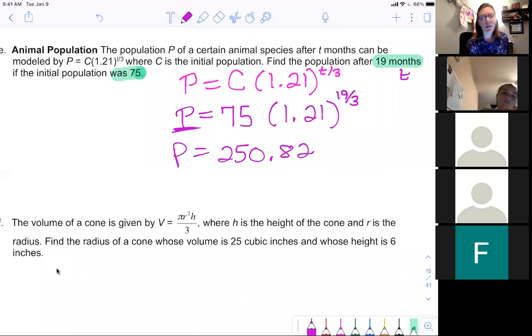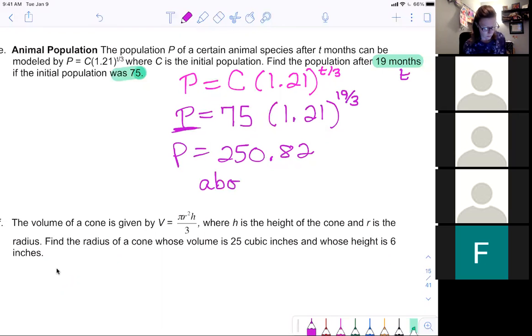So it says find the population after 19 months. So we could say about 251, whatever our species is. We know we can't really have 0.82 of an animal. So about 251. Did anybody not get that number in the calculator?